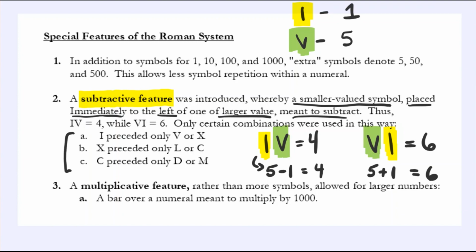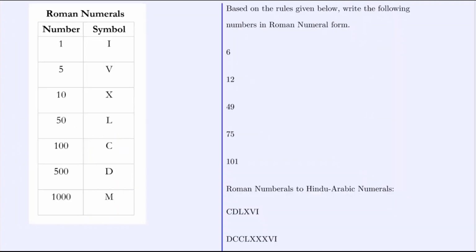And if we wanted to represent a larger number, there is the multiplicative feature, which means that if you have a bar over an entire number, that just means multiply that by 1,000. So it's whatever the number you see represented times 1,000. Let's look at the Roman numeral symbols. So we've got our symbols here, and let's first translate from our number system to Roman numerals.